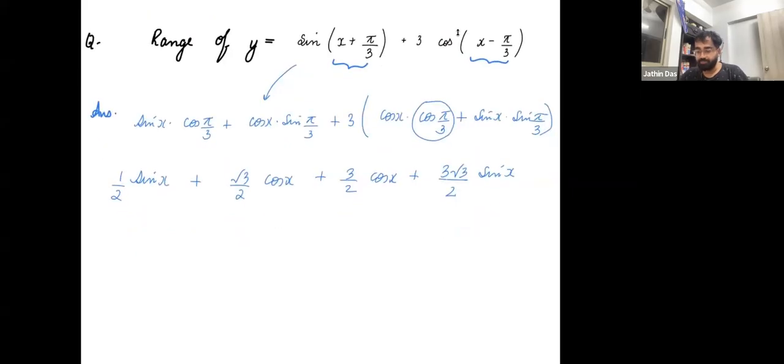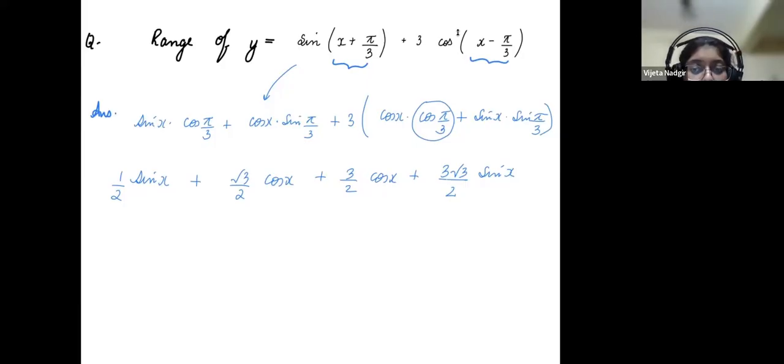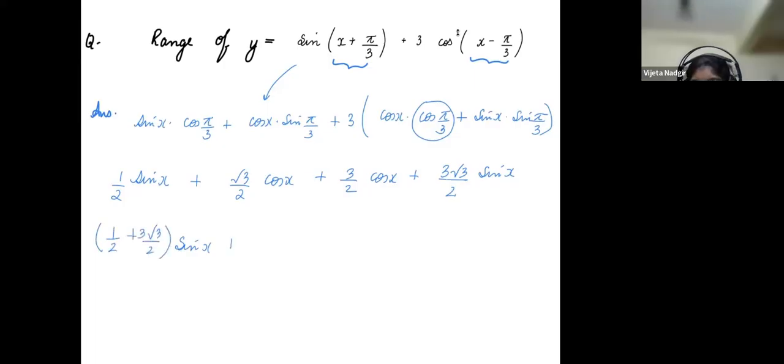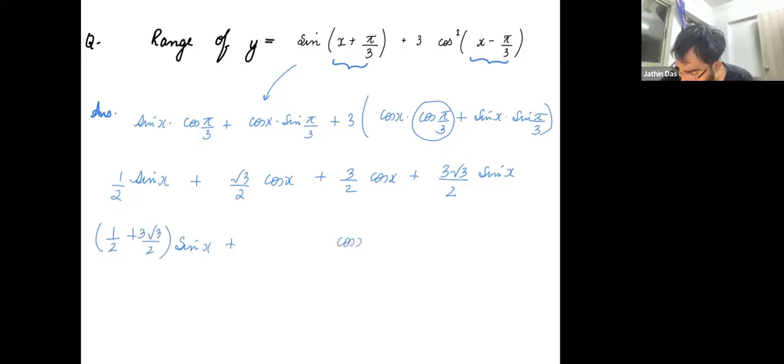Now what will you do? Now you got everything in terms of one angle, x. Take sin separate and cos separate. So what comes with sin x? Half, plus 3 root 3 by 2. You're taking sin x common basically. And cos x, if you take common, root 3 by 2 plus 3 by 2. Did you get this?